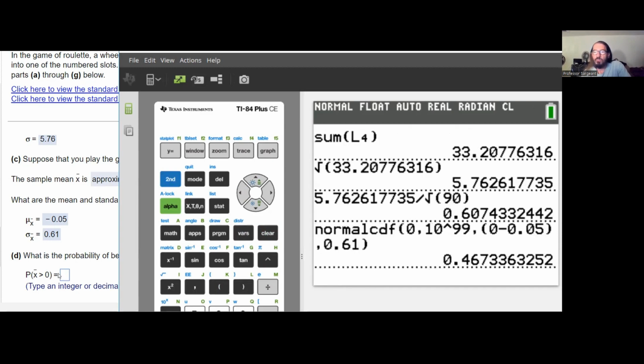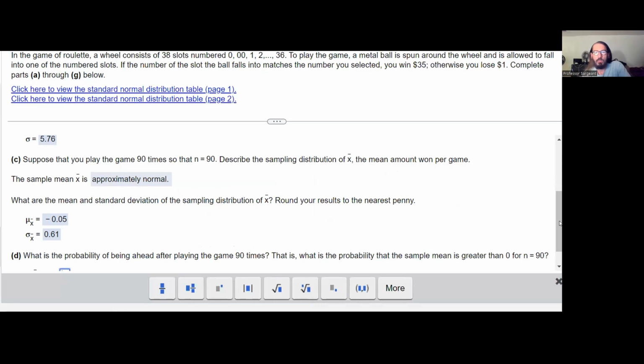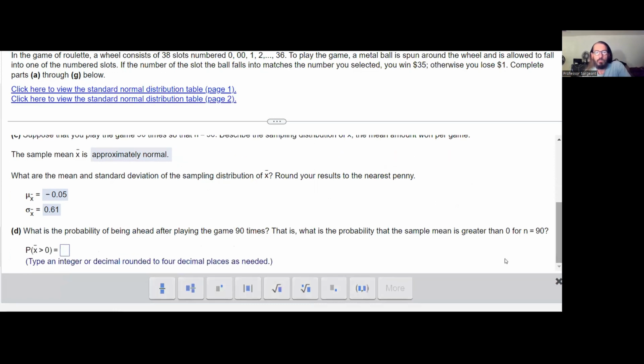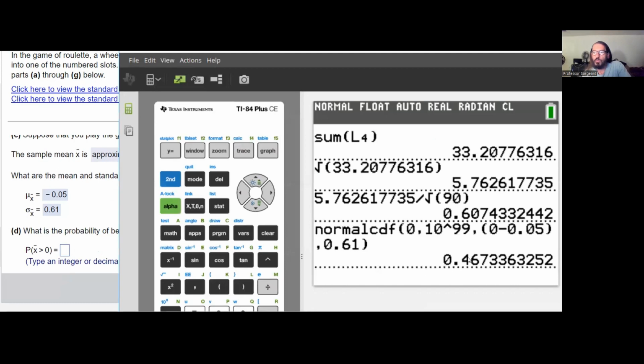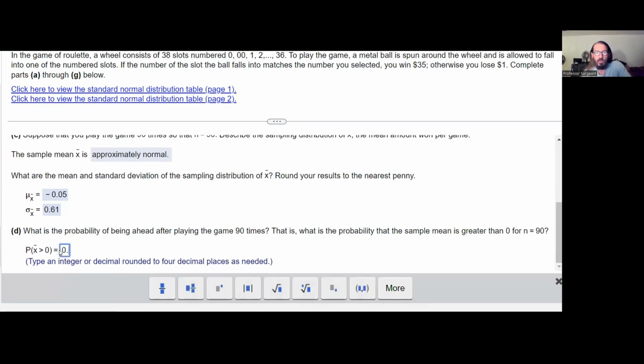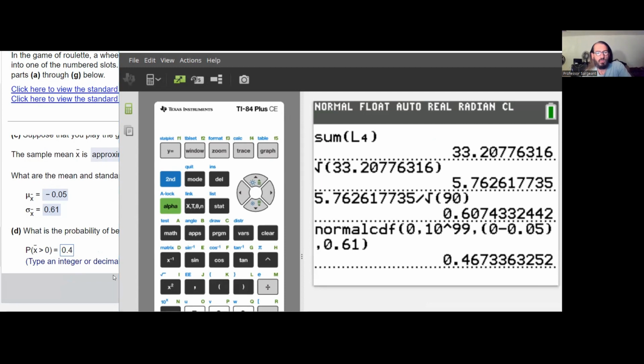Not even 50% of the time. It's less than 0.5, though not by much. Rounded to 4 places, 0.4673. There's one more 3 after the 3 I'm talking about, and that would round it down. Again, 0.4673.